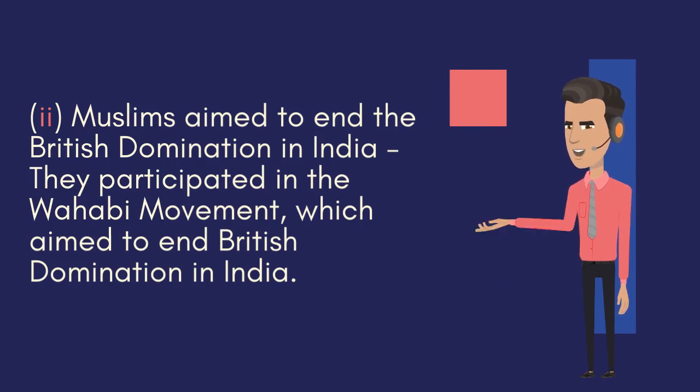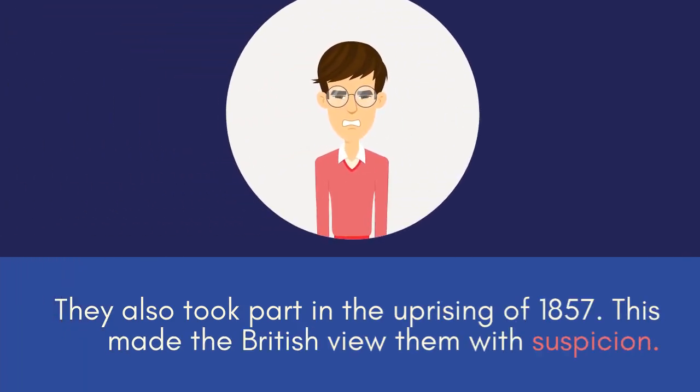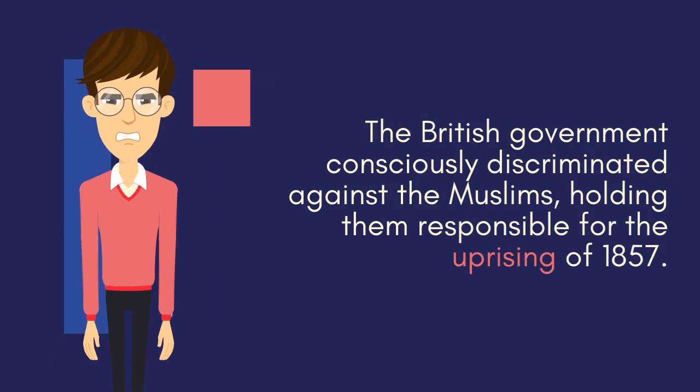They participated in the Wahhabi movement, which aimed to end British domination in India. They also took part in the uprising of 1857. This made the British view them with suspicion. The British government consciously discriminated against the Muslims, holding them responsible for the uprising of 1857.